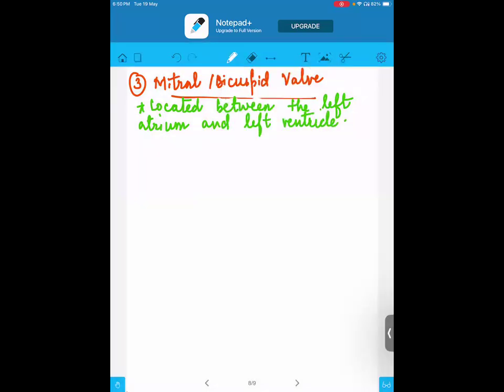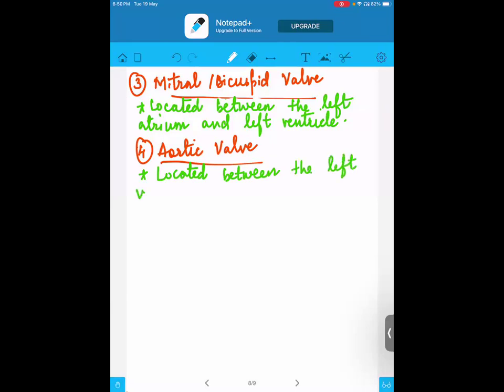And the last valve which is present is the aortic valve. So the aortic valve will be located between the left ventricle and aorta. So that is how the four valves will be there.